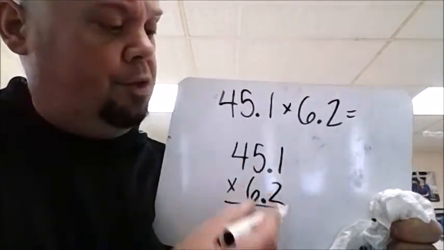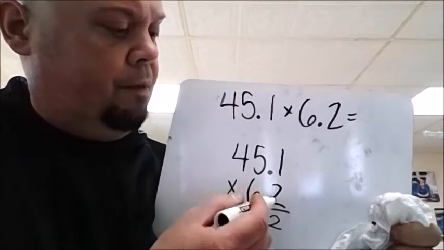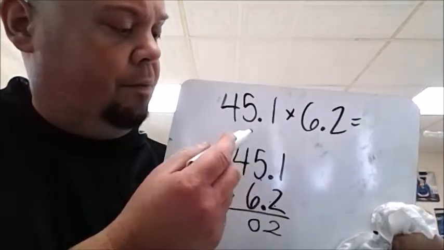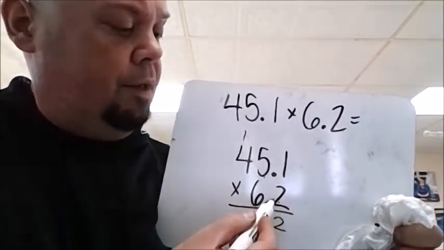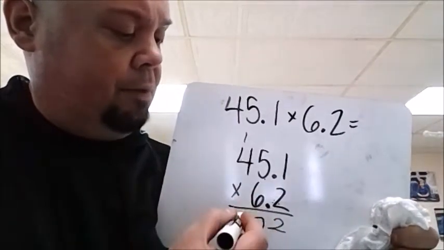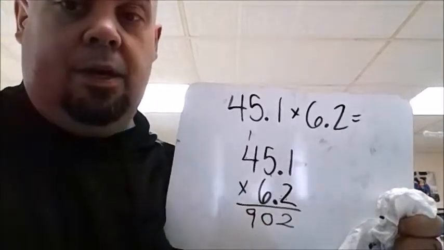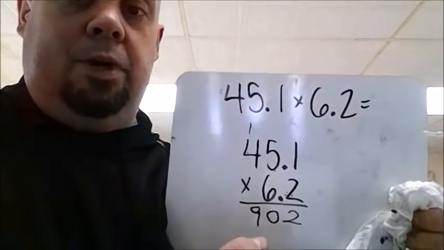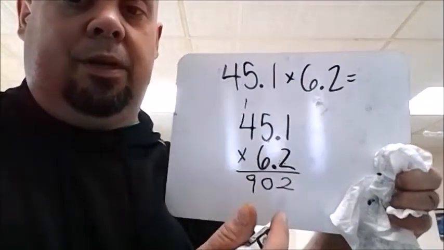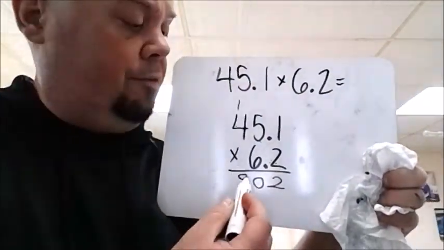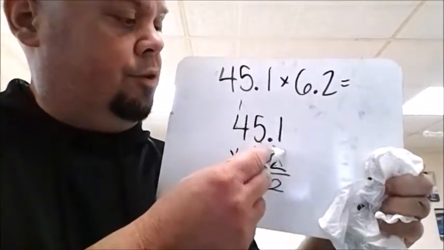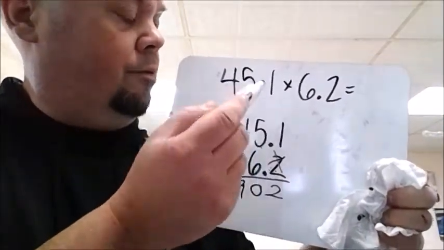2 times 1 is 2. 5 times 2 is 10. Put down your 0, regroup your 1. 2 times 4 is 8, plus 1 is 9. So you get 902. But again, not going to place any of the decimals. This is our first partial product. The 2 is done. We have some regrouping to cross out.